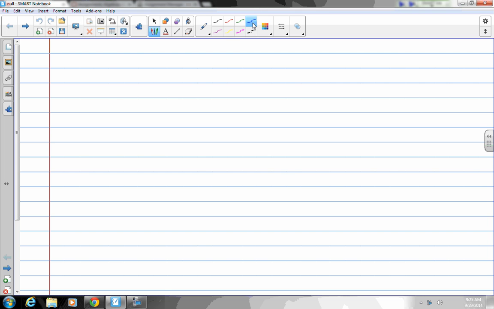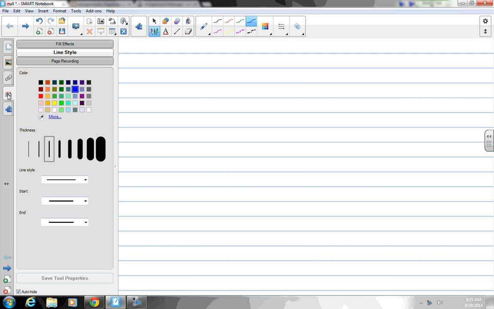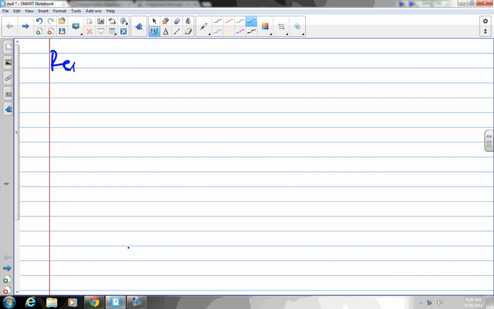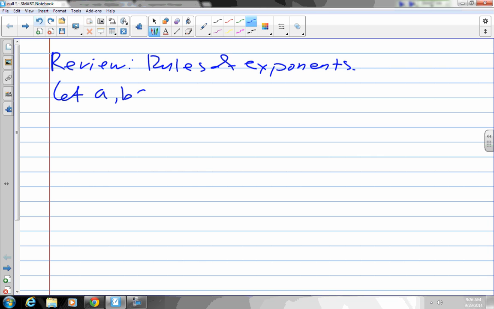so the first question, first of all, here's a quick review. Rules of exponents. Let A and B be real numbers and let N and M be natural numbers. That's what we're going to start with. Then we have about 10 rules of exponents, and you probably know a few of them.